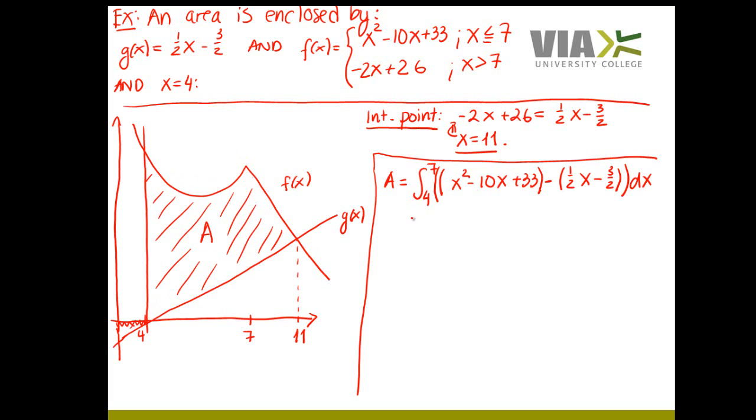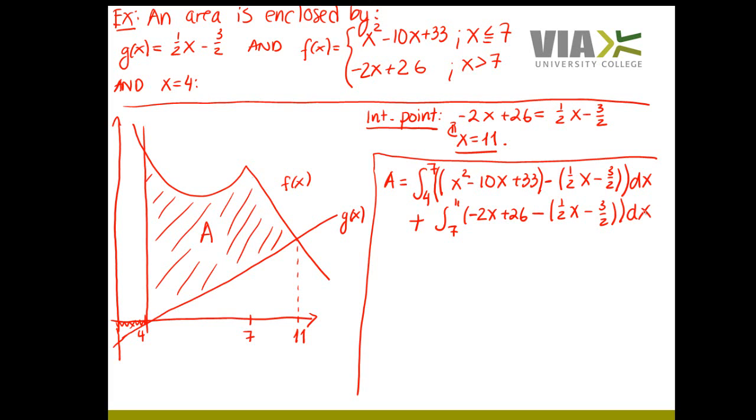Then we have to add that with the small triangle here, the second part of our area. So that must be from 7 to 11. The upper function here is still f(x), but f(x) defined as minus 2x plus 26, subtracted with the lower function g(x), which is half x minus 3 over 2, still dx.